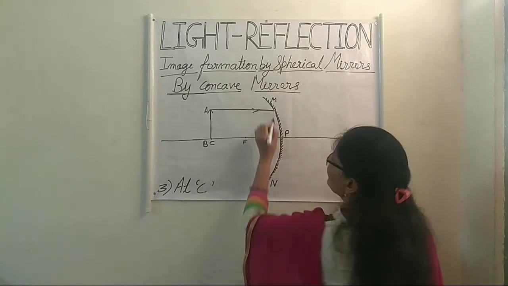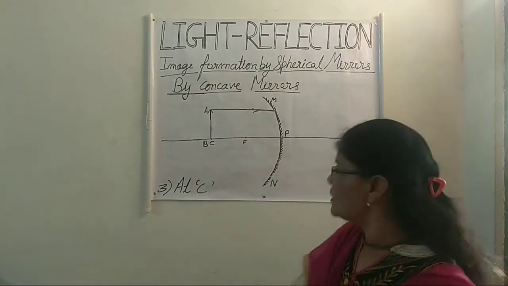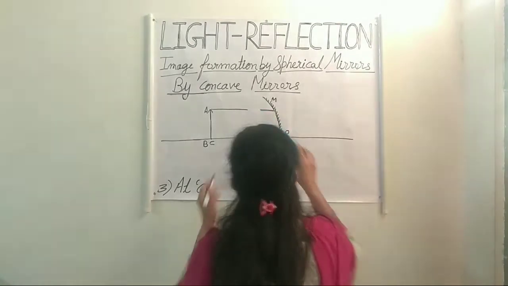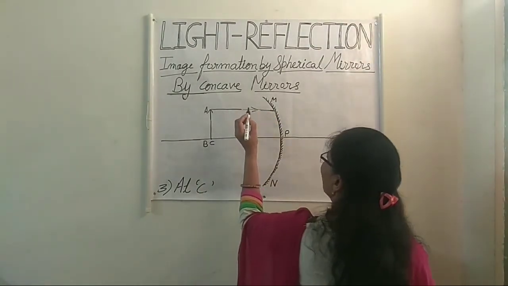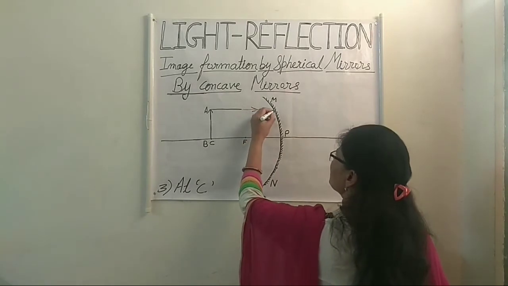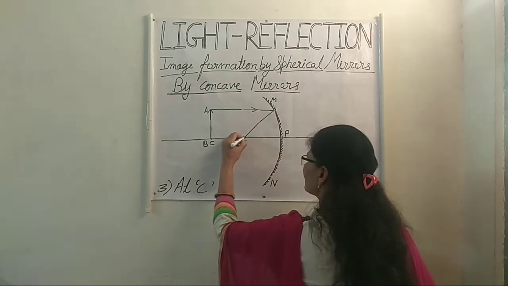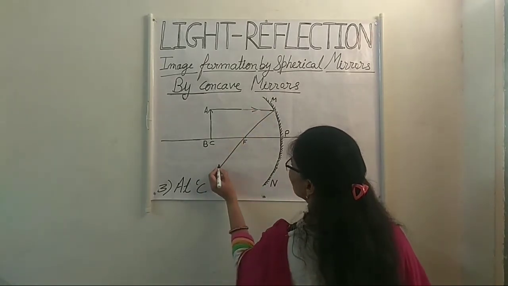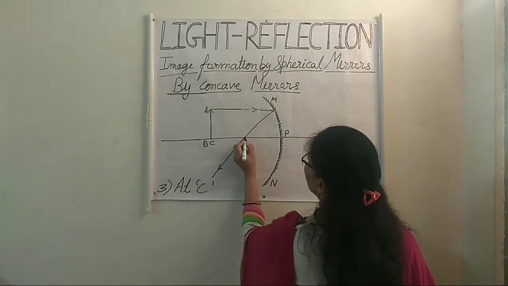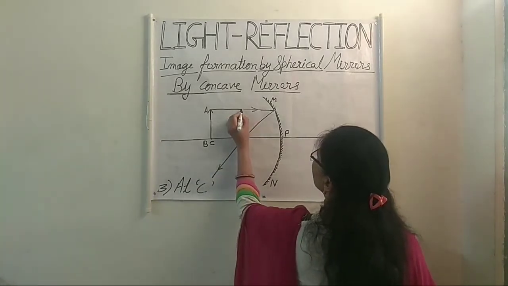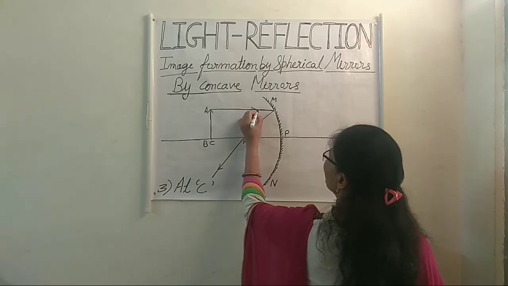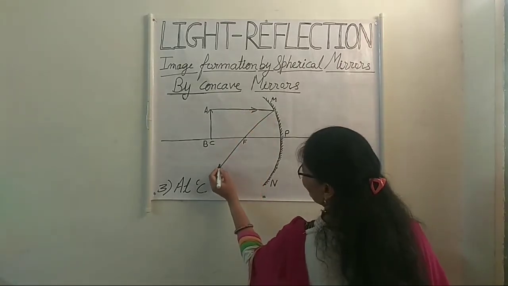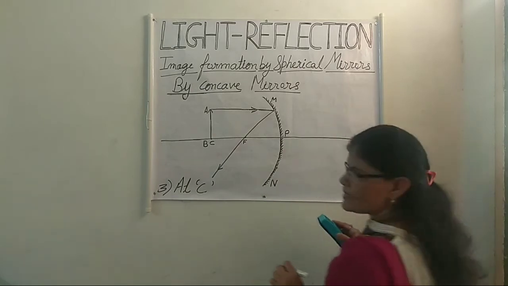When an incident ray is parallel to the principal axis, then the refracted ray will pass through the principal focus. This is the refracted ray and it will pass through the principal focus. This is our incident ray, arrow should be here. In the refracted ray, arrow should be here. So this is the first case.